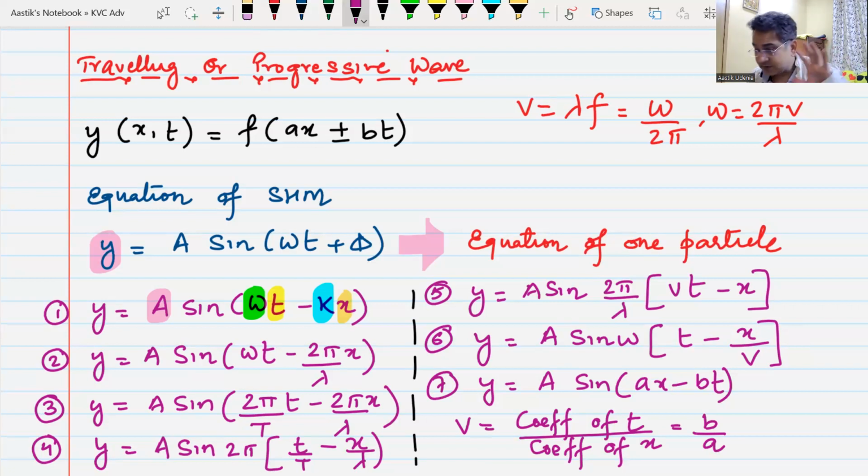I'll give you 5 minutes. If you remember any one of these equations, you would be able to write the other equations. And the entire chapter relies on whether you remember these equations or not. So I'll give you 5 minutes. Go through these equations one by one, memorize them. 5 minutes.